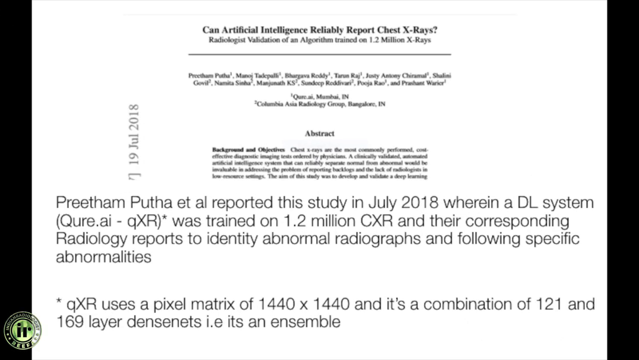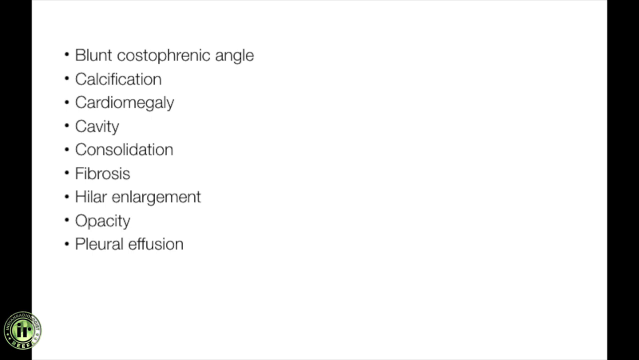Further, in July 2018, from India, Preetham Putha et al. reported the study wherein a deep learning system that they called the qXR was trained on 1.2 million chest x-rays and their corresponding radiology reports to identify abnormal radiographs and the following specific abnormalities. This was an ensemble, incidentally. Blunt costophrenic angle, calcification, cardiomegaly, cavity, consolidation, fibrosis, hilar enlargement, opacity, and pleural effusion were the following specific abnormalities that it could pick up.